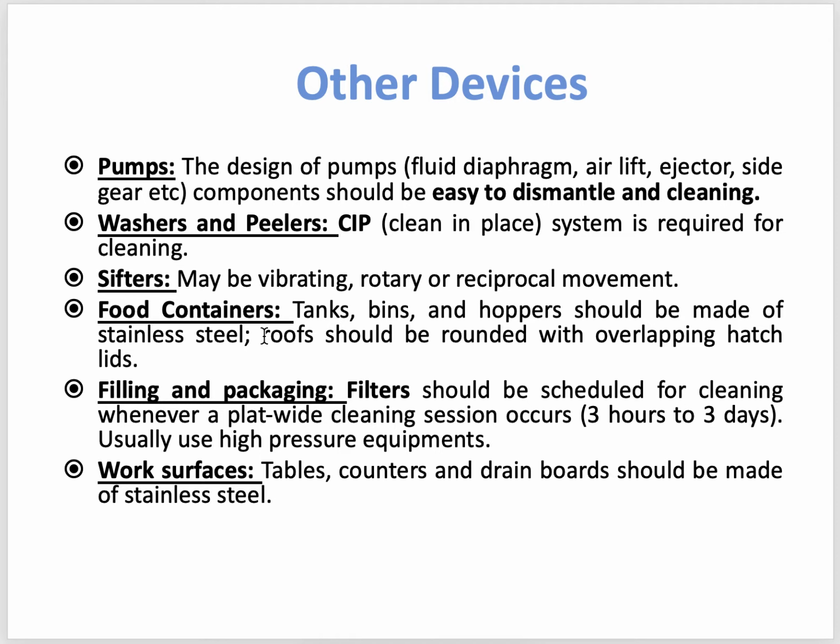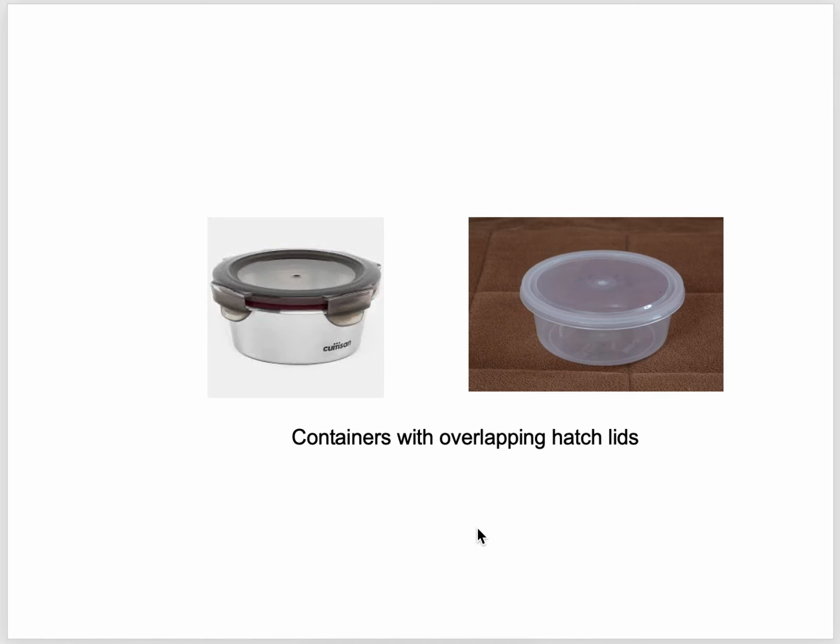However, the design of the lid should be like an overlapping hatch. This may sound like a simple thing, but this design can prevent contamination very efficiently. How? I'll show you. This is showing photos of two very simple containers whose lids are overlapping hatch type. Look at this small plastic container. Look at this lid. This lid is overlapping, right? It overlaps the top of the container. Also this one, the lid is overlapping type.